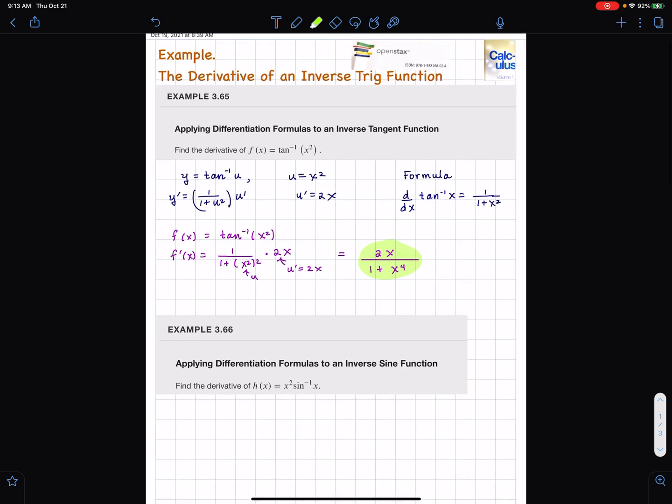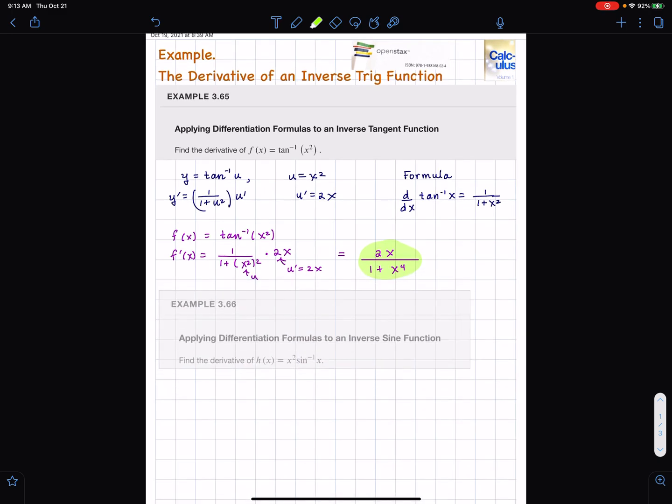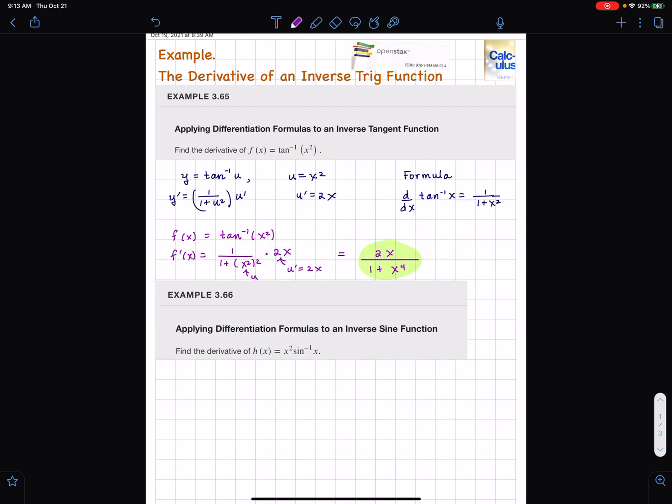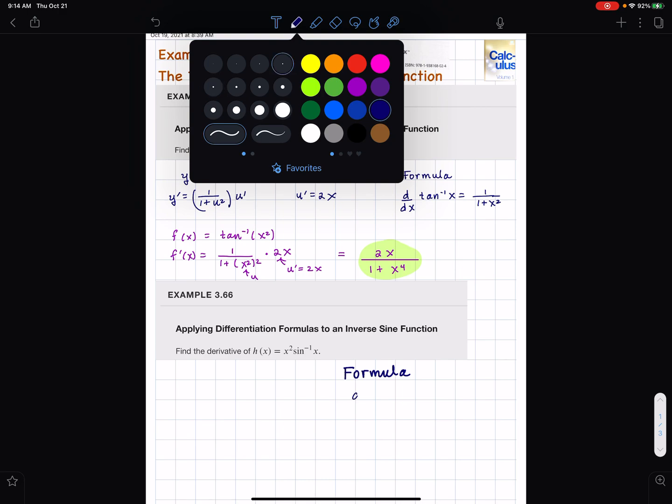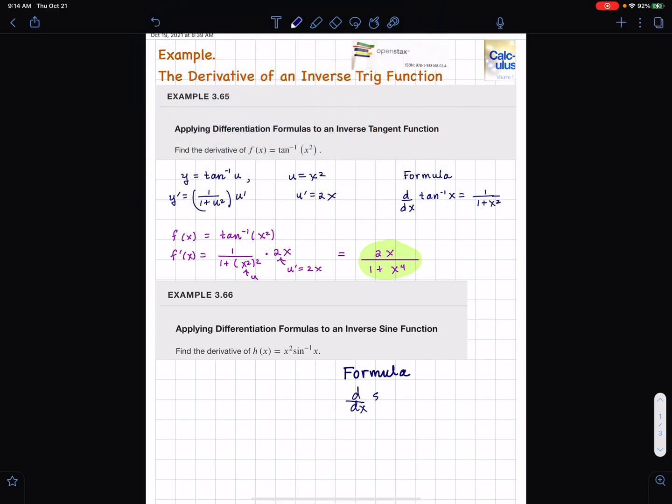Let's check out one more, where this problem uses the derivative of sine inverse x. So we have a formula for that. Let me go back to a different color here. Let's go to our formula for the derivative of sine inverse x. So this one, I'm not sure whether we should all memorize this, but maybe. Okay, it's 1 over radical 1 minus x squared. It is still sort of so interesting that you have these inverse trig functions and their derivatives are algebraic functions.